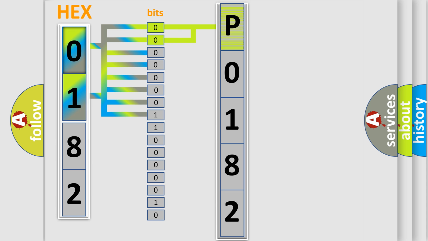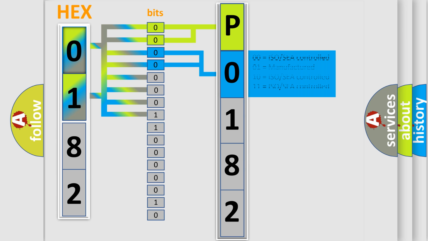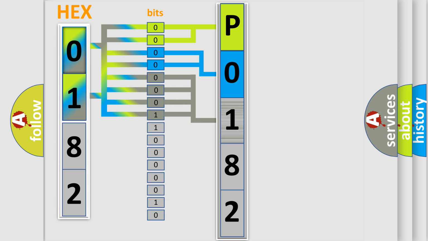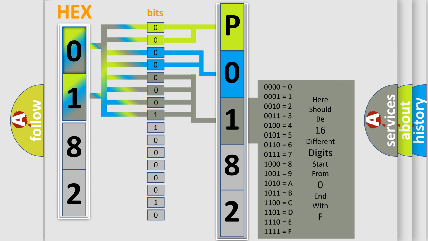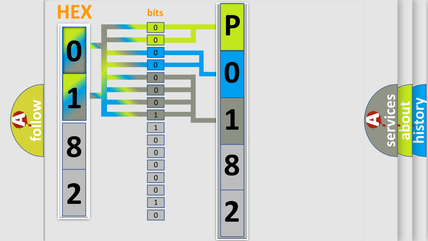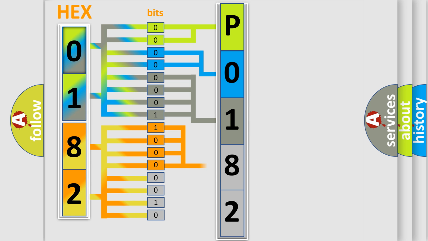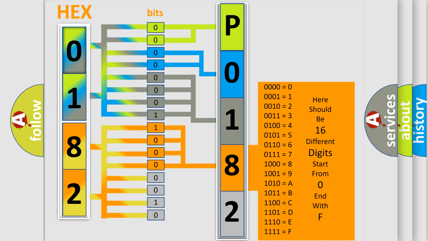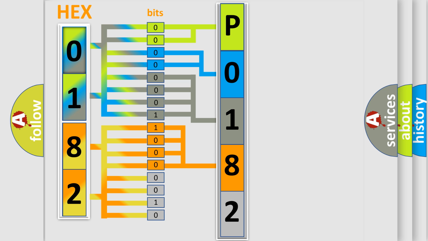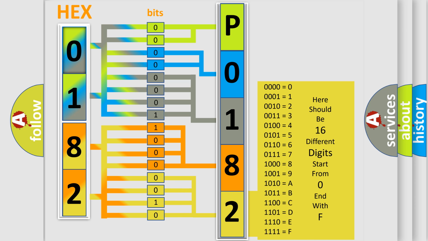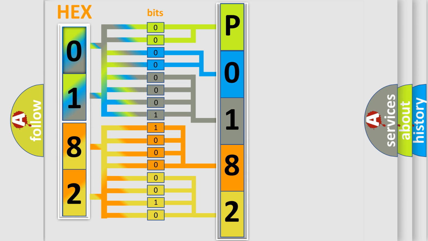By combining the first 2 bits, the first character of the error code is expressed. The next 2 bits again determine the second character. The last bits of the first byte define the third character of the code. The second byte is composed of a combination of 8 bits. The first 4 bits determine the fourth character of the code, and the combination of the last 4 bits defines the fifth character. A single byte conceals 256 possible combinations. We now know in what way the diagnostic tool translates the received information into a more comprehensible format.